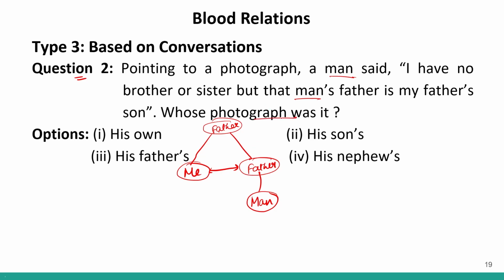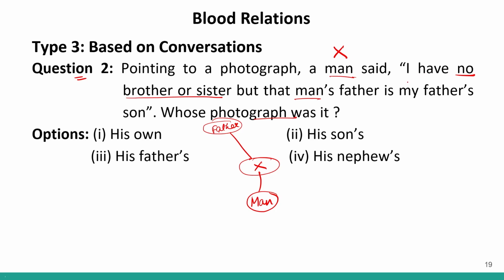So whose photograph could it be? It could be his son's photograph. Since the person has no brothers or sisters, this person is the same person. He does not have a brother or sister. So it would be like this. This person would be me. Let's say the person is X. We have given the name X.